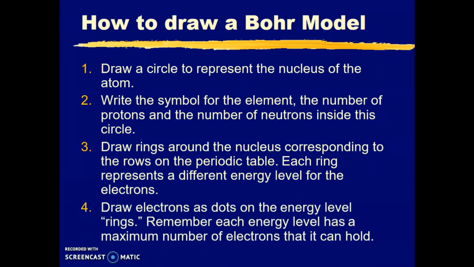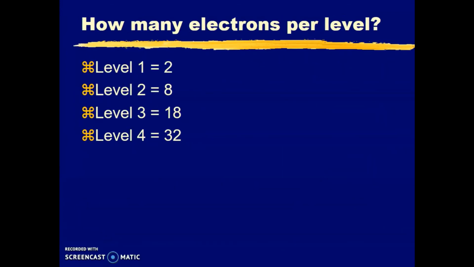And then finally, draw your electrons as dots on the energy level rings, and remember that each energy level has a maximum number of electrons that it can hold. So what is the maximum number that they can hold? Okay, the first level, or that first ring, can only hold 2. It's very small, it's very close to the nucleus, it can only hold 2. And then as you go out, they get bigger, they get further away from the nucleus, they can hold more electrons. Okay, level 2 can hold 8, level 3, 18, and level 4, 32.